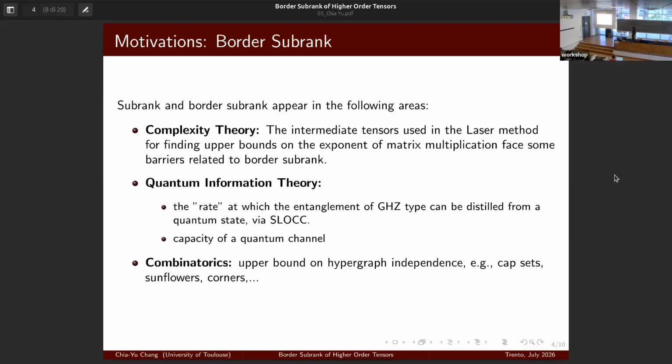Okay. And the third motivation is from combinatorics: the border subrank can give an upper bound on hypergraph independence. This is useful, for example, in cap set problems, sunflower problems, or commonness problems.